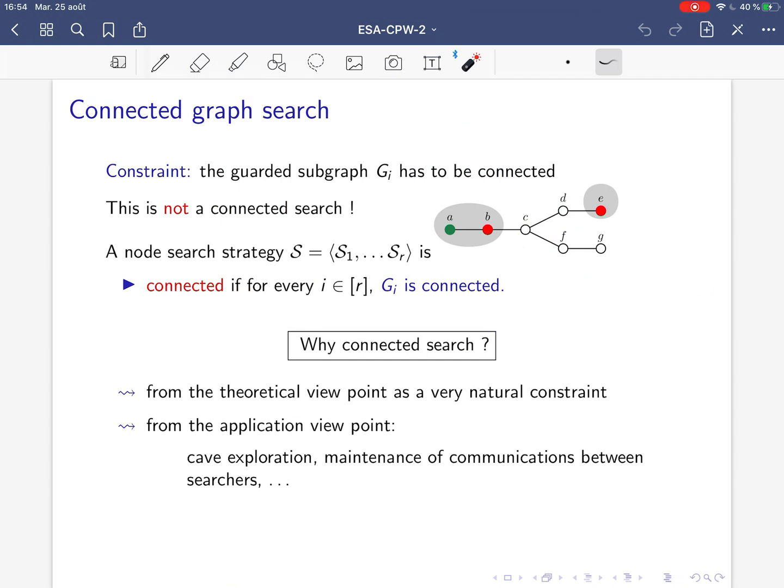Why connected search? First, from a theoretical point of view, this is a very natural constraint that has been examined in very different contexts. And also from the application viewpoint, if you think of cave exploration, maintenance of communication between searchers and so on, then the connectivity constraint is very natural.